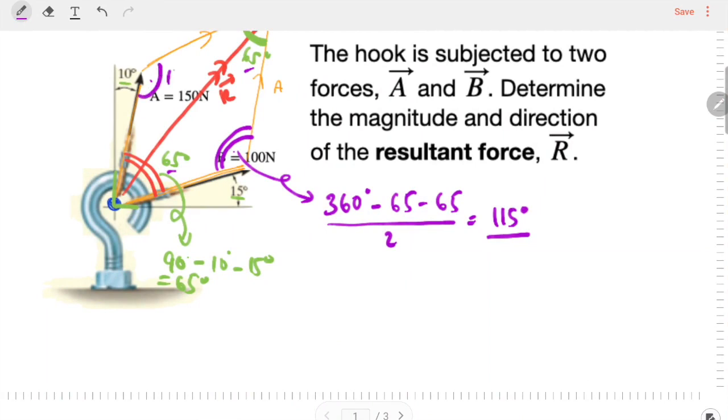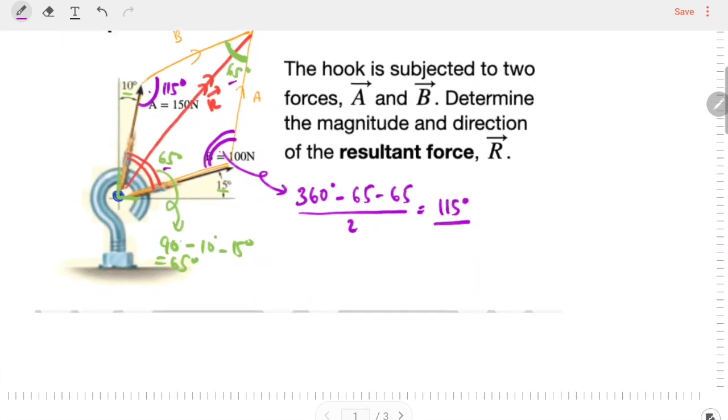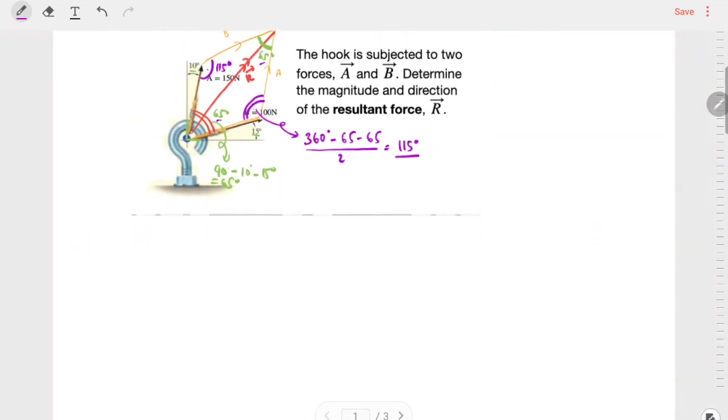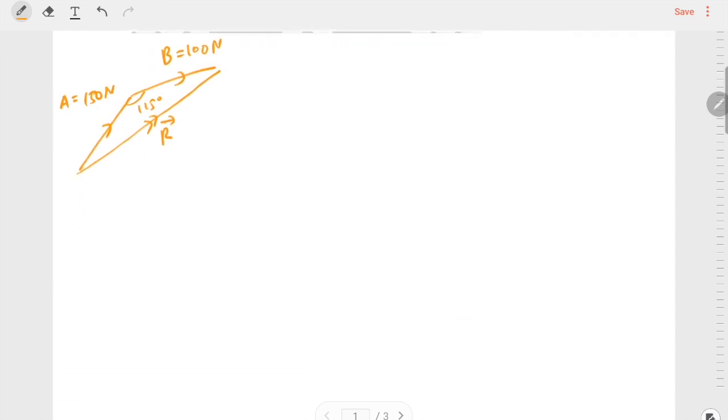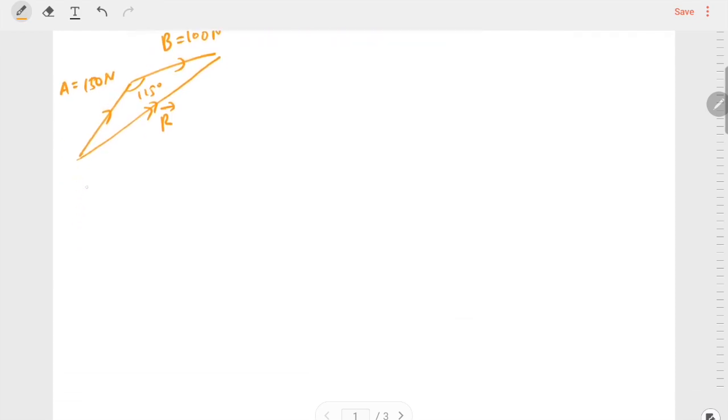Okay, so now I want to simplify this parallelogram diagram into an equivalent triangular diagram so that it's easier for me to illustrate and apply the cosine and sine law. Okay, so I'm redrawing vector A and vector B, and I know vector R is crossing from the tail of vector A to vector B. Okay, we know the angle between vector A and vector B is 115 degrees as calculated earlier. So now our triangle diagram is complete.